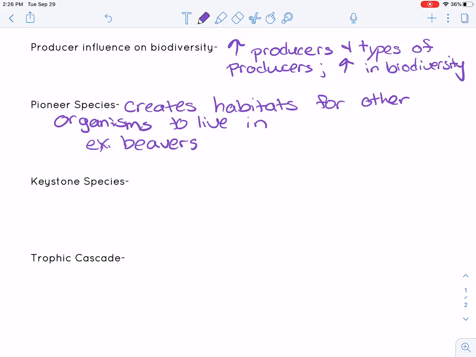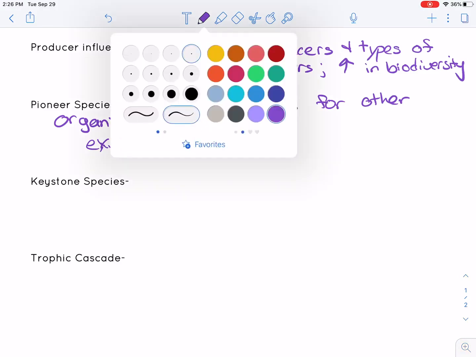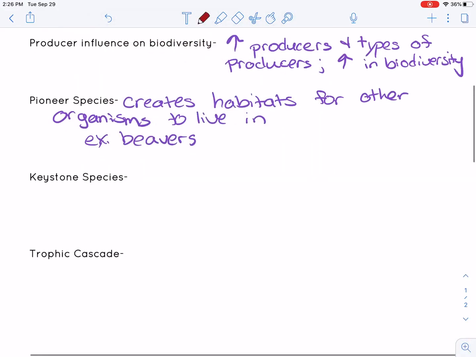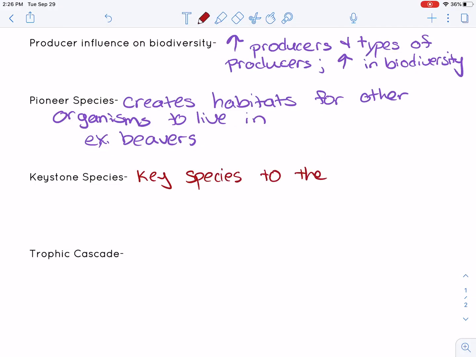And then another part of this is what we call a keystone species. A keystone species is a key species to the ecosystem. And just kind of like a little drawing of what we mean. If you're doing an arch, this is an archway. The keystone is this stone up at the top. And it's the thing that's holding the archway in place. If you remove it, the entire archway collapses. Very similar to what happens with a keystone species.